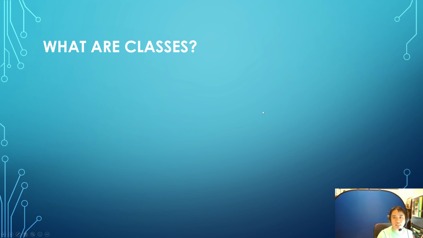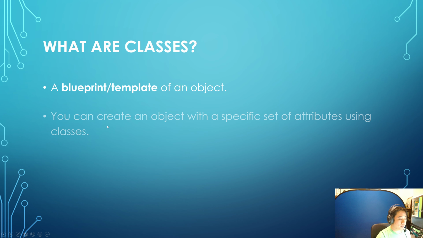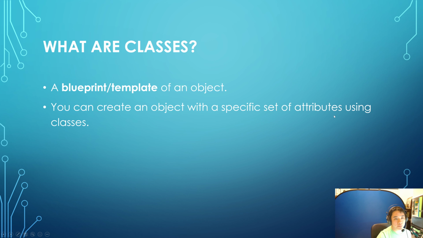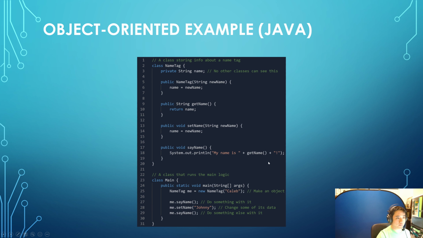Now, another thing we say a lot is classes. So a class is pretty much a blueprint or template of an object. So if you're gonna make an object, you may have to create a class that defines what the object can store and what the object can do. So that's classes. And you can create an object with a specific set of attributes using classes. So here's what it looks like.